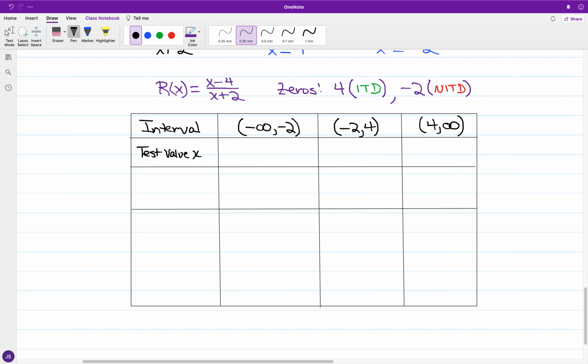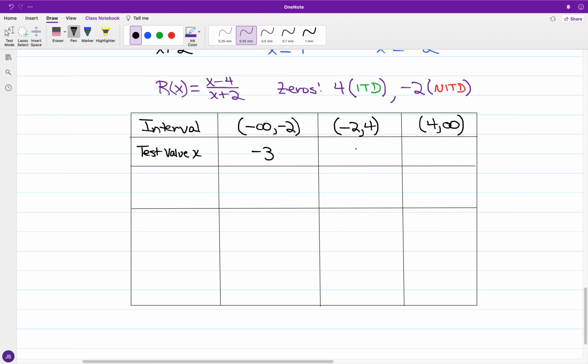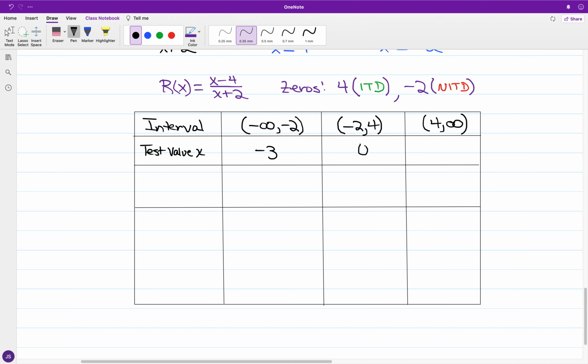Okay, so for values of x less than -2, we can go with -3. Between -2 and 4, we can go with 0 once again. But if you want, you could go with -1 or any positive number that is less than 4; you can select that value as well. And anything greater than 4, we'll just go with 5.